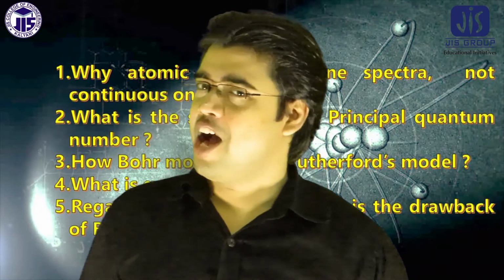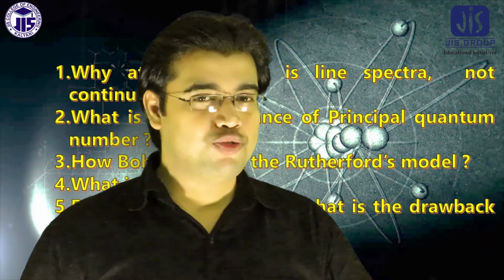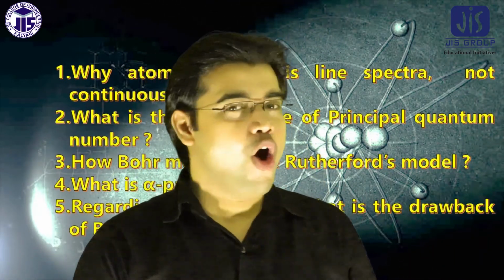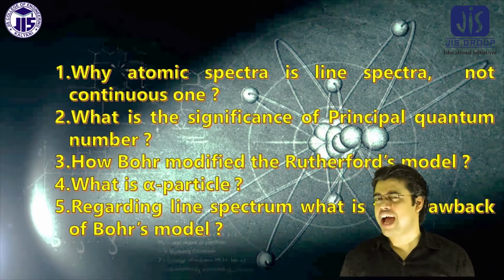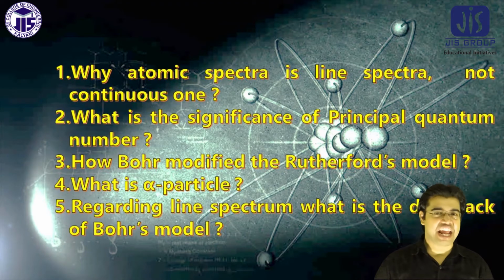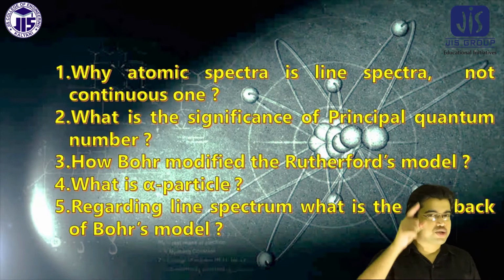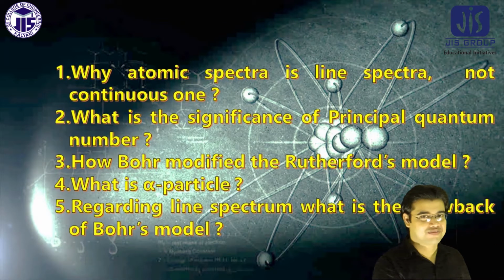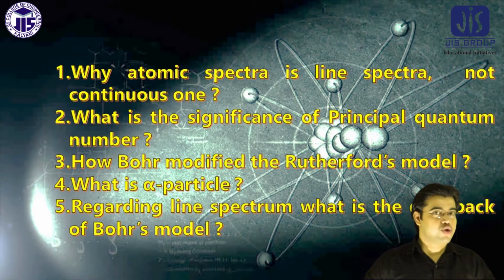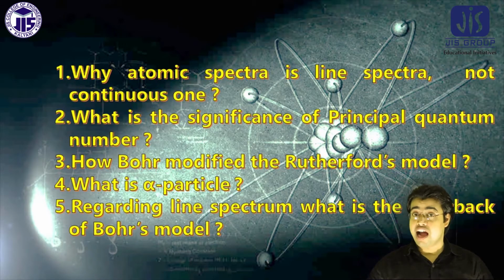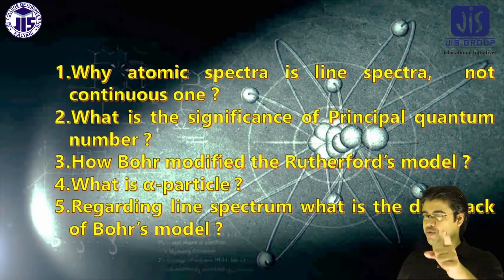So students, now we will discuss the assignment of the previous class, and I think all of you have completed your assignment. Just check the answers you have written in your copy, whether they are right or wrong. So come to the first question. What was the first question? The first question was, why is the atomic spectra a line spectra, not a continuous one?